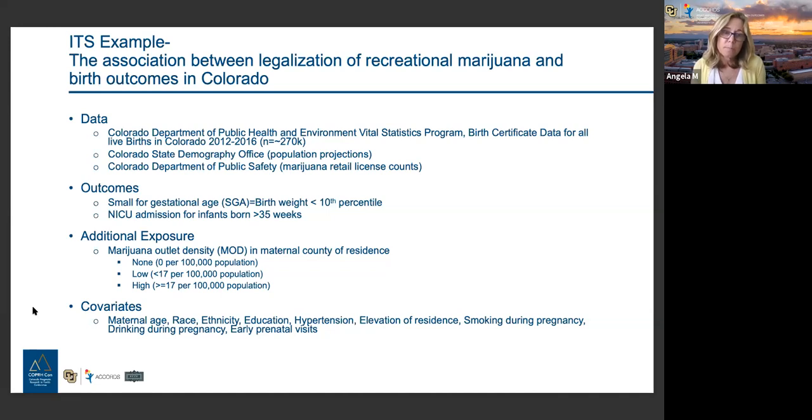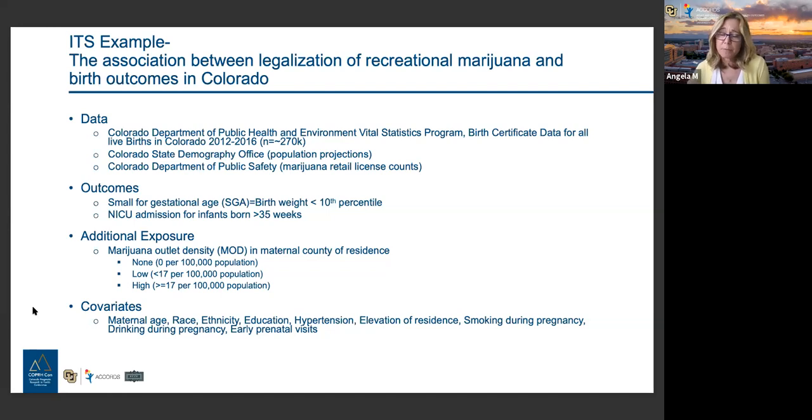So MOD, or marijuana outlet density in the maternal county of residence, was divided into 3 categories. Either the county didn't have any marijuana retail stores in 2015 and was considered in the none category, or it was divided between low and high at a median value of 17 retail outlets per 100,000 in the population. We did this at the individual level as well, because we wanted to control for individual covariates again.